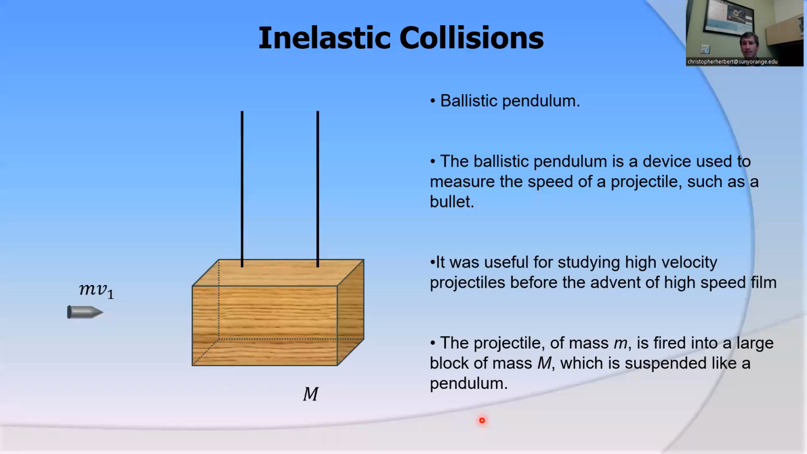This is what we call the ballistic pendulum. And this dates back to an era when they were trying to characterize the velocity of bullets, cannonballs, the velocity of any projectile fired from a gun, but they didn't have high-speed photography in order to measure the exact velocities. They were just moving too quickly to time them properly.